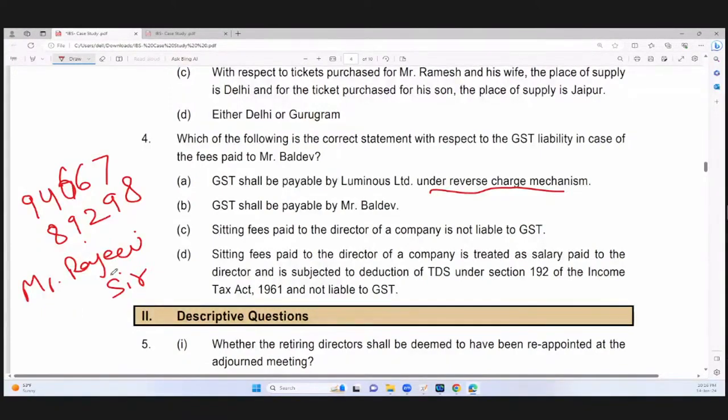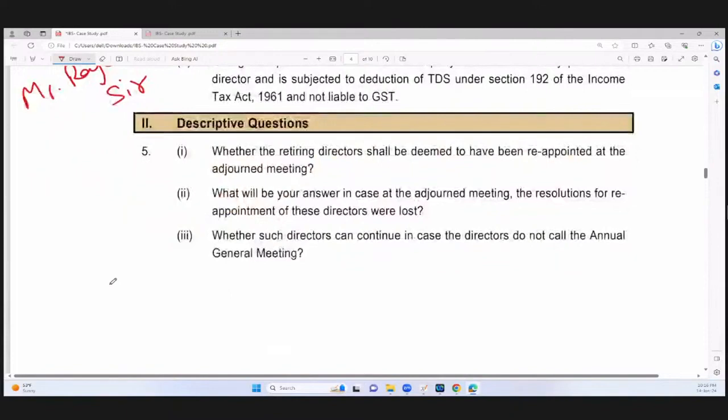तो स्टूडेंट्स अभी हम डिस्क्रिप्टिव क्वेश्चंस पे चल रहे हैं. क्वेश्चन नंबर 5, whether the retiring directors shall be deemed to have been reappointed at the adjourned meeting. और इसके 5 के देखो 3 पार्ट्स. अभी किसी स्टूडेंट ने पूछा था क्वेश्चंस कैसे आएंगे, तो क्वेश्चंस आपके सामने है, देखो. यस मेघा मैडम. Yes, sir.